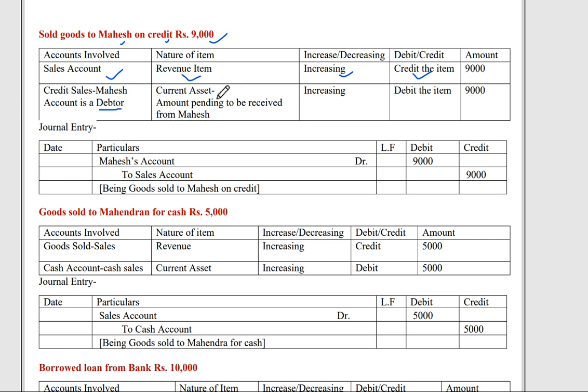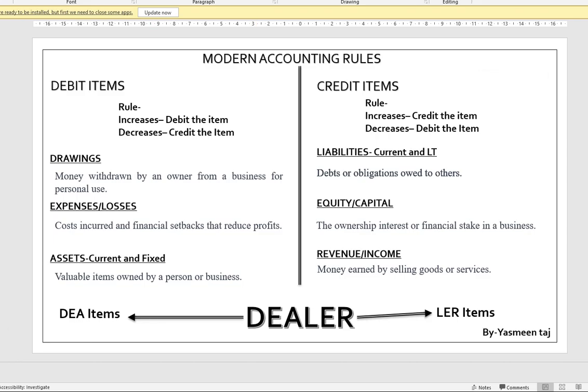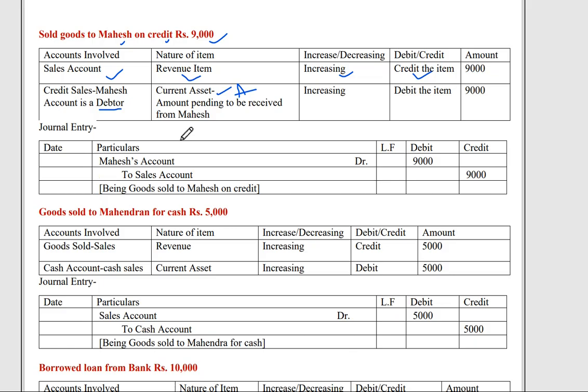Debtor means it is a current asset item, a asset item. When an asset item is involved, if it is increasing it is a debit, and if it is decreasing it is a credit. Here current asset is increasing. How? Debtors, the people who have not yet paid the amount to you, have increased. So 9000 rupees in your account has increased in the form of debtor. The debtor here is Mahesh, so that item needs to be debited.